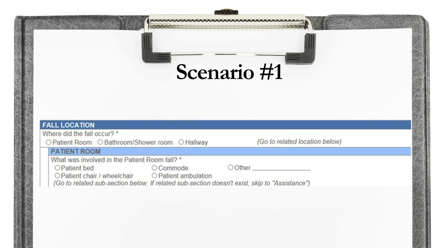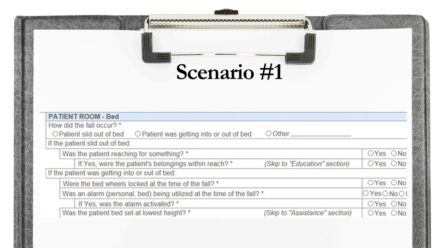We know that the patient was in her room when the fall occurred, so on the data collection form you would choose patient room. In the next section, the form asks what was involved in the patient room fall. Given the choice here, we know that the patient was in bed when she fell, so you would choose patient bed. You now skip down to the patient room bed section to the question, how did the fall occur?